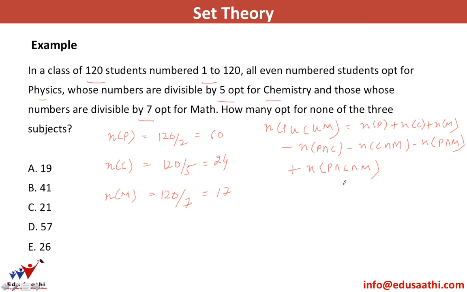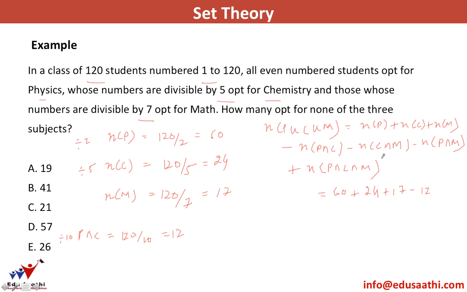So I know n of p is equal to 60. Then I also know n of c is equal to 24. I also know n of m is equal to 17. Now what is n of p intersection c? Now p was the numbers divisible by 2 and c was the numbers divisible by 5. So p intersection c would mean the numbers divisible by 2 as well as by 5. So I need to have divisibility by 10 here. So how many students would be there? 120 divided by 10, or 12 students. So P intersection C is 12. So I'll write a minus 12 here.